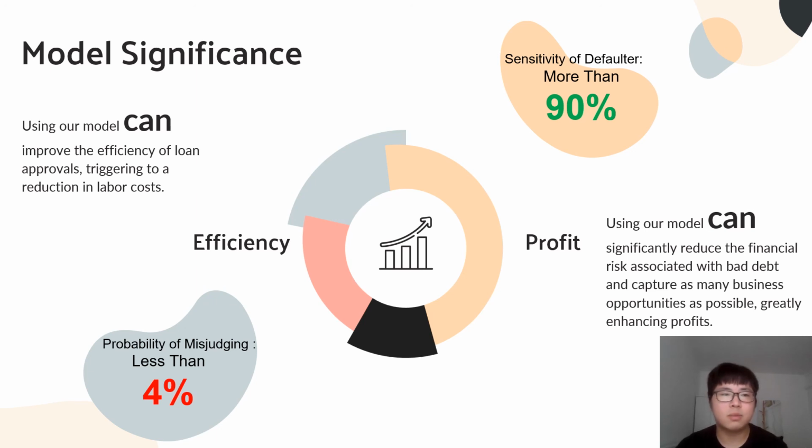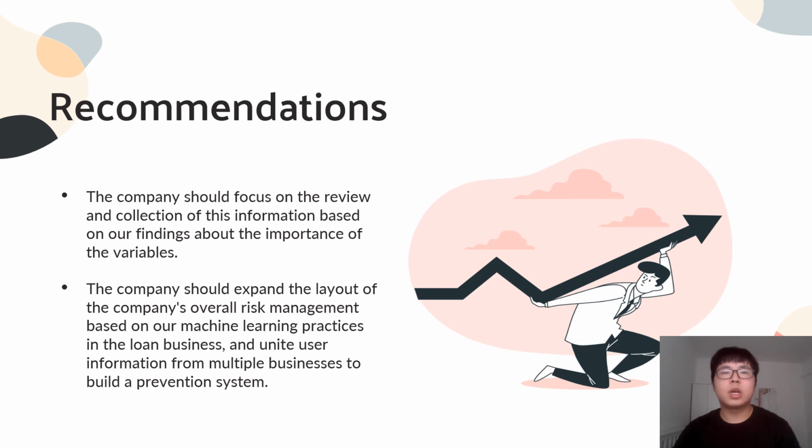reducing bad debt. In the short term, the company should immediately work on two things with the help of our project. The first is to focus on collecting and analyzing selected information based on our research on the importance of variables. And the second is that the company should gradually deploy a risk management strategy for the rest of the business based on the loan model to achieve a joint defense against defaulters.